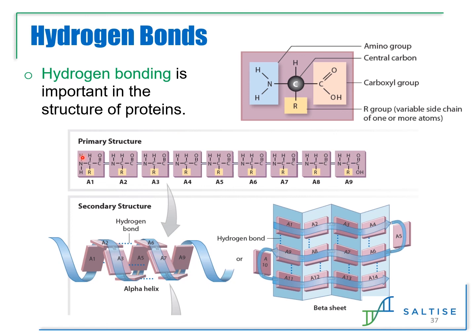The polypeptide chain can then fold to create a secondary structure, which could be described as an alpha helix, which looks like a coil, or beta sheets, which look like pleated sheets. These special shapes are created through hydrogen bonding that occurs between the hydrogen bonded to nitrogen in one amino acid to an oxygen in another amino acid. And so the hydrogen bonding is represented by the dotted blue lines.